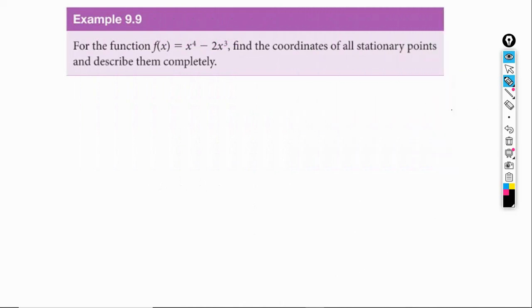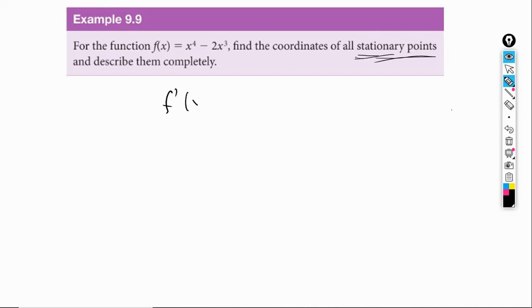So now we're going to work with example 9.9, and it says, for the function f of x equals x to the 4 minus 2x cubed, find the coordinates of all stationary points and describe them completely. So stationary points are points where a graph has a slope equal to 0. Those stationary points can be maximum, minimum, or points of inflection, as we will see in this example. So first thing we have to do is find the derivative.